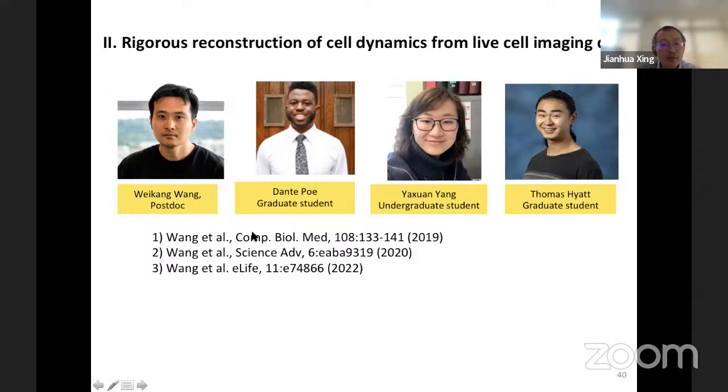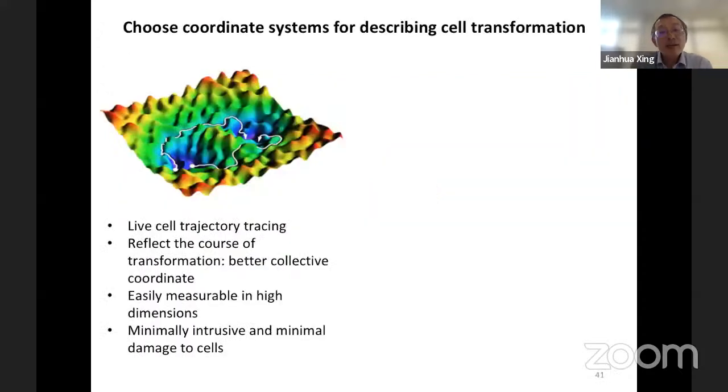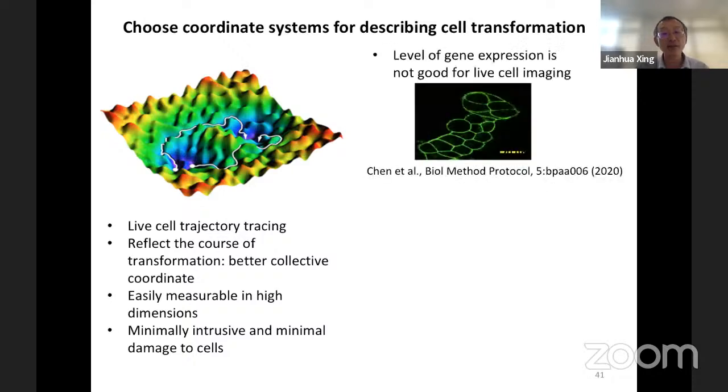What I show here is mainly a series of papers done by my former postdoc, Wei Kang, together with a few graduate students here, and even undergraduates, Yaxuan. Here, the challenge is different because when you do live-cell imaging, you still want to trace the same cell over time. In this case, you need to keep the cell happy. And the choice of observable is even trickier because you cannot really monitor many things, because of a lot of constraints. For labeling, for example, you have phototoxicity.